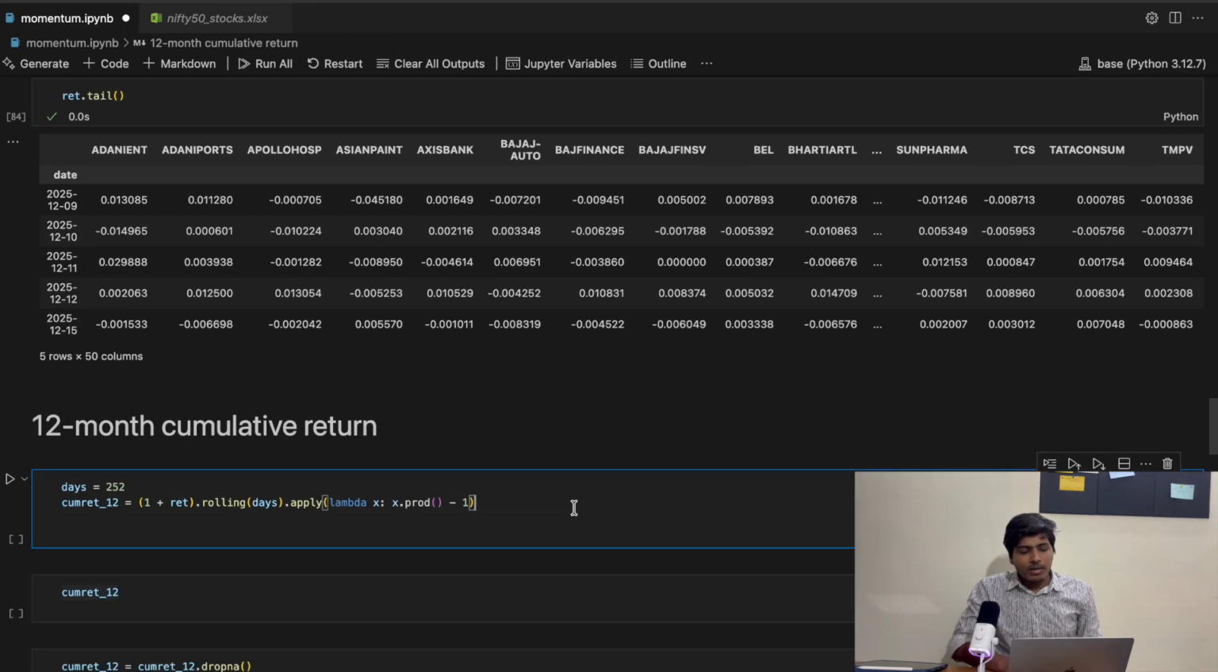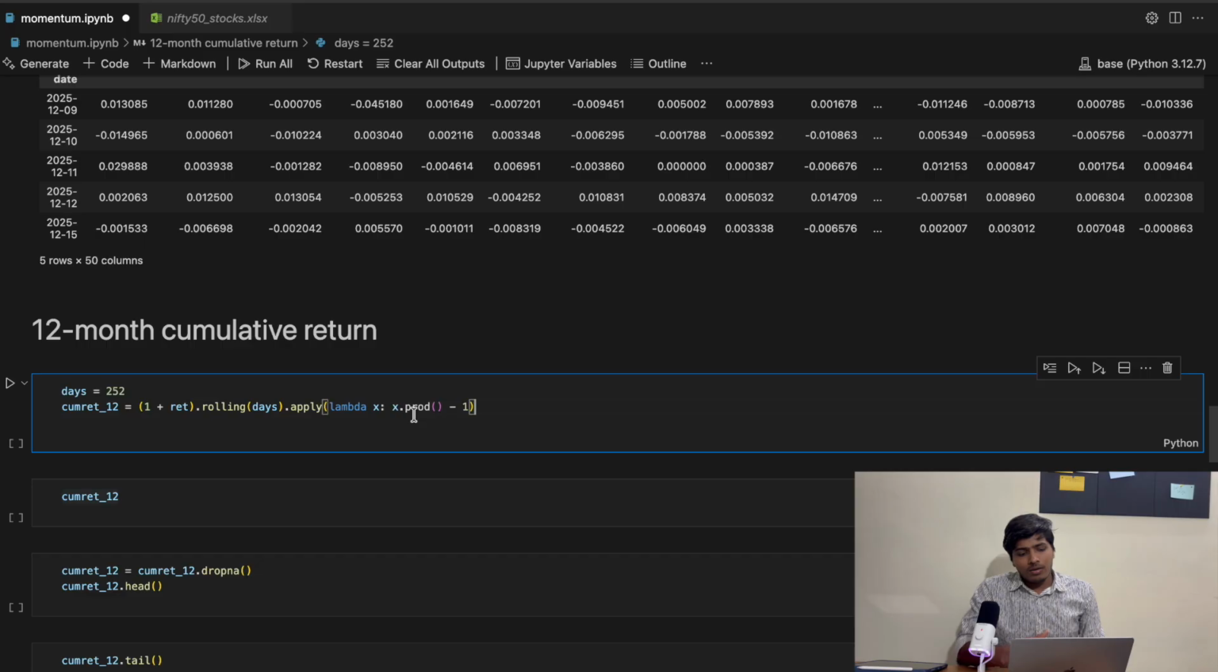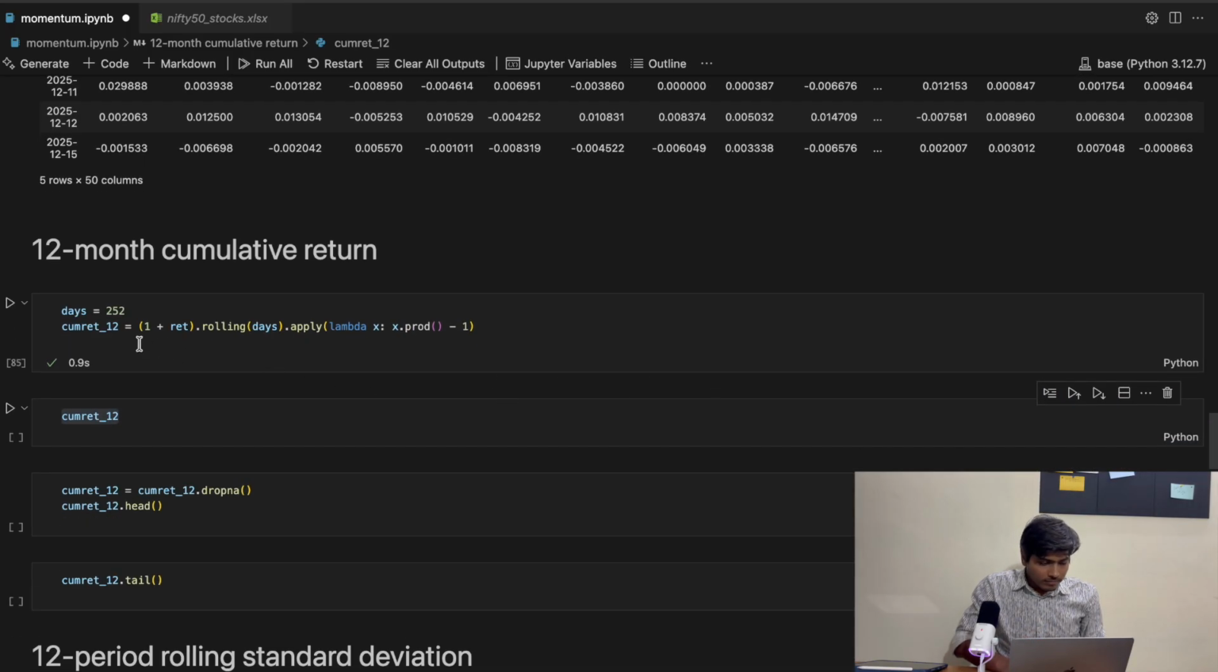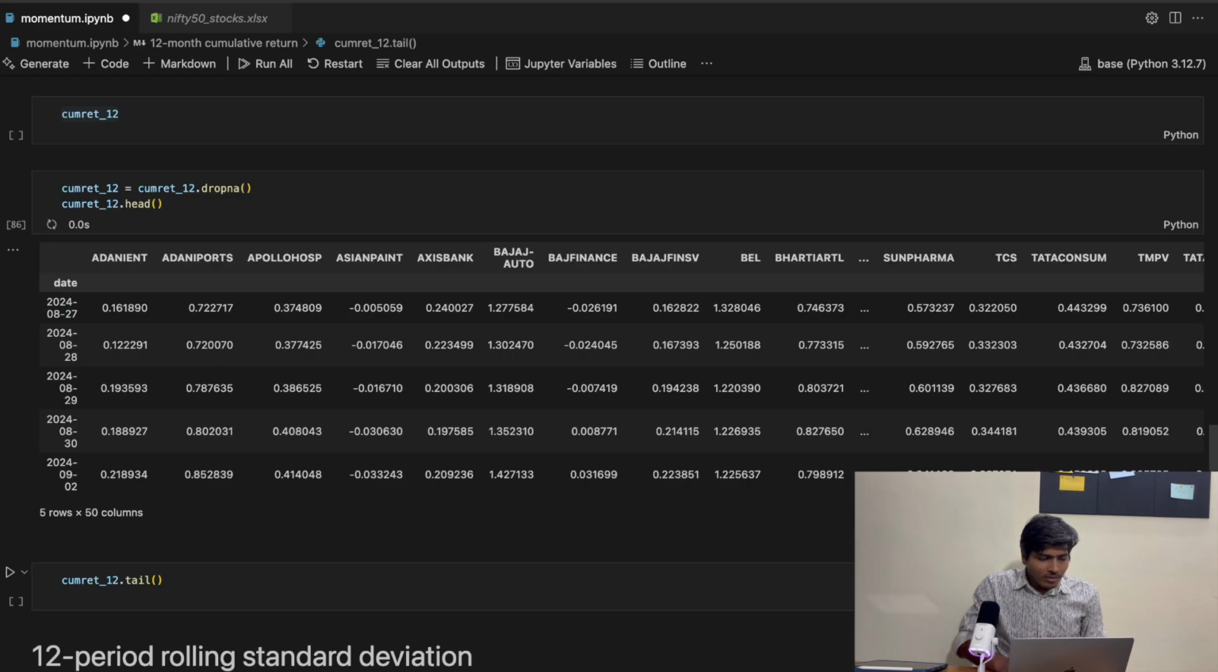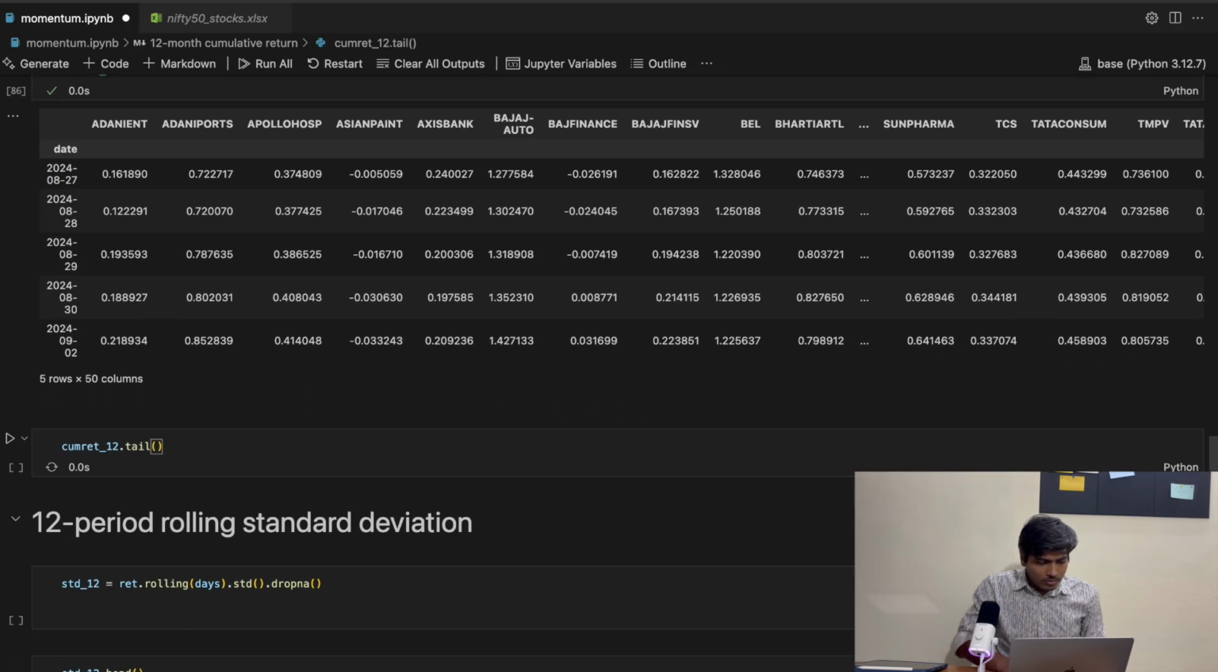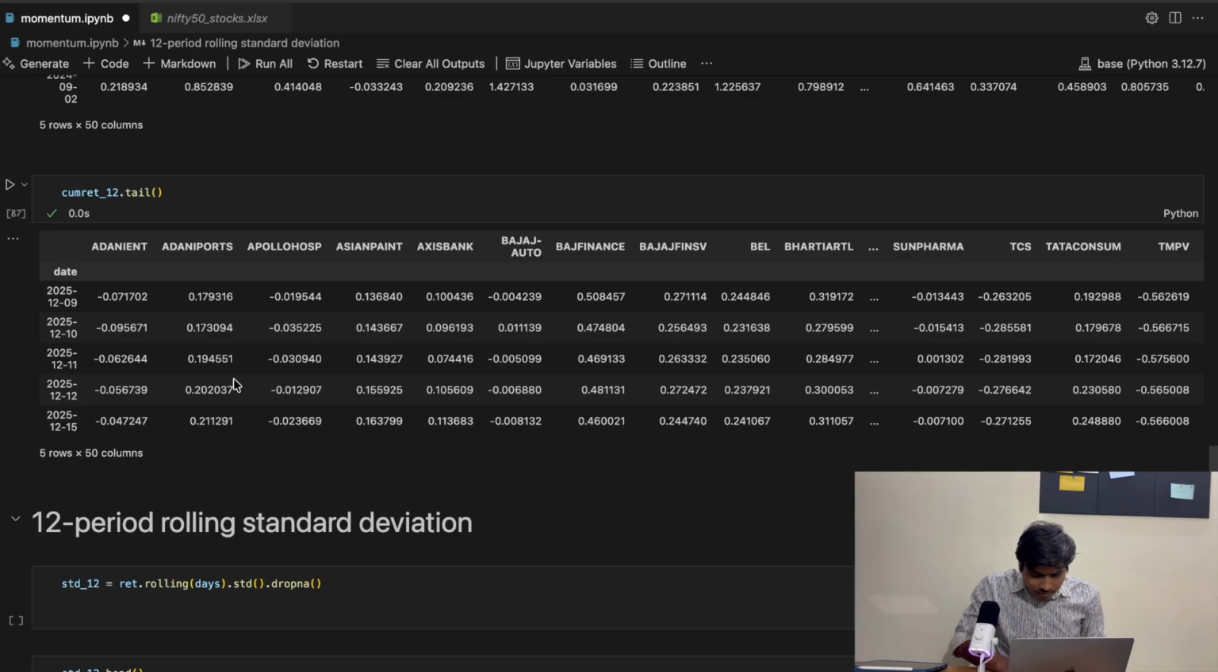Yes. Now I will calculate the cumulative return over the last 12 months. We have the daily return, right? So to calculate the cumulative return over the last 12 months, I have to take 252 days, because in a year there are 252 trading days. You can easily find it by multiplying daily returns and then subtracting 1, then you will get cumulative 12. If there is some NaN value, I am going to remove it. Now let's see how the last 5 entries look.